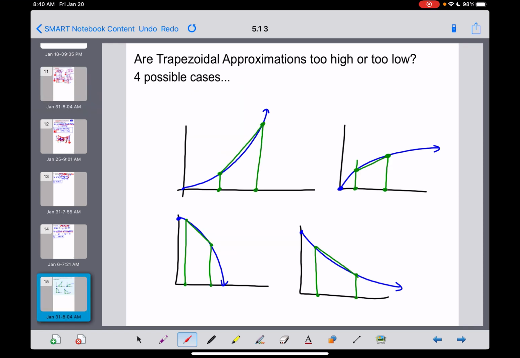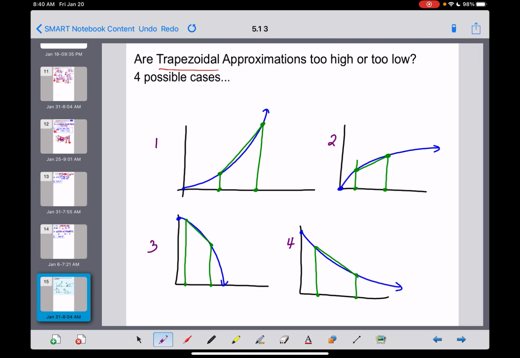Let's go real quick now and let's put a bow on this by talking about trapezoidal approximations. What I've done here, guys, is again drawn pretty much the same four curves, 1, 2, 3, and 4, and I've gone ahead now and I've drawn trapezoids on each one of those. So let's talk about what's going on here.